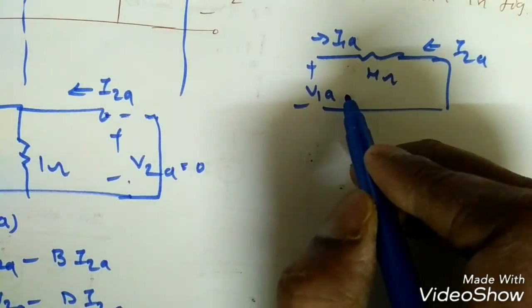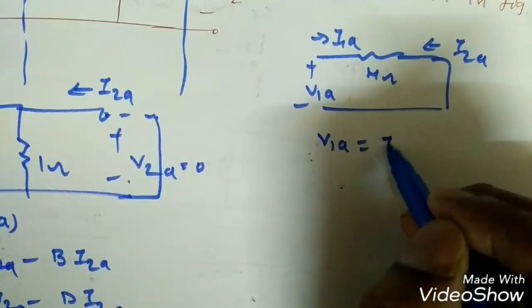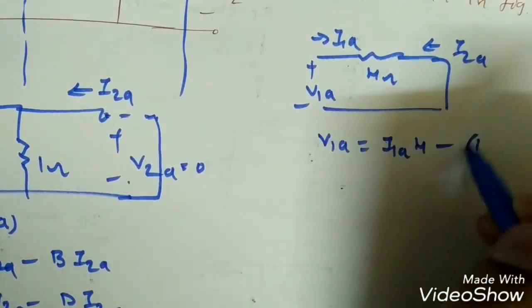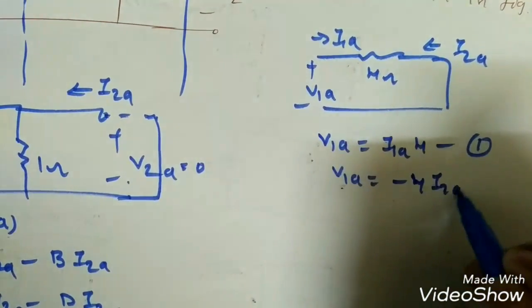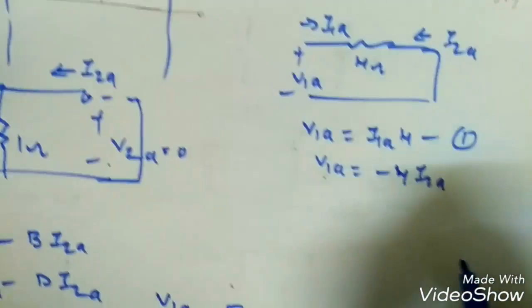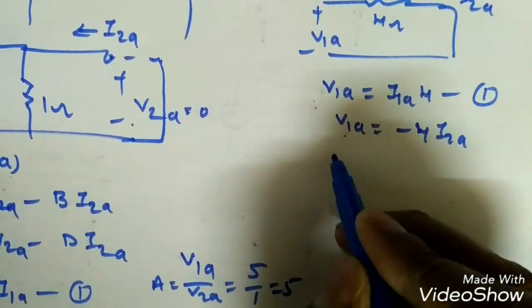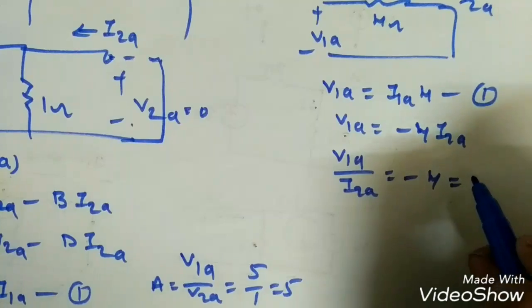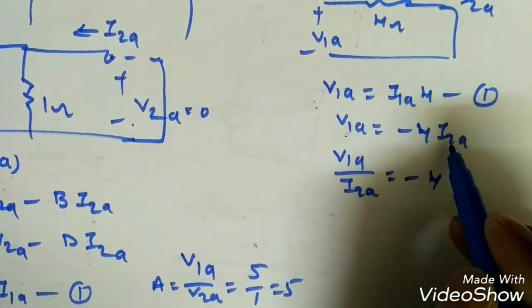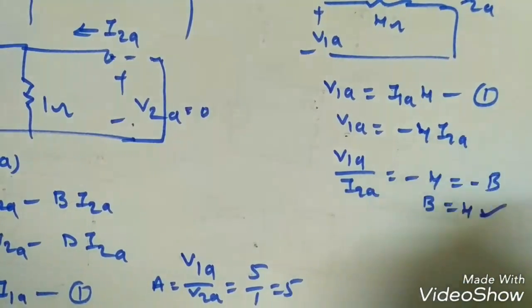So V1A versus I2A. See here, if I apply KVL, V1A can be equal to I1A into 4, that is equation 1. One more is V1A is equal to minus 4 into I2A, because I2A is the opposite of I1A. So we need V1A versus I2A. V1A by I2A we got minus 4, which is V1A by minus I2A is nothing but minus 4. We can say minus B. So what is B? B is equal to 4.